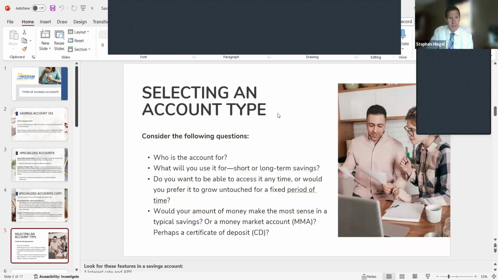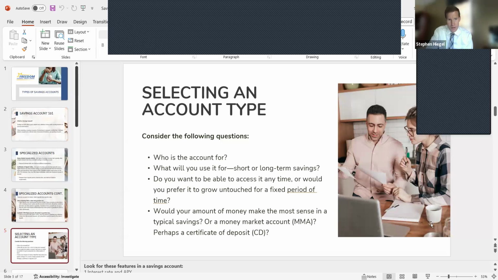How do you select an account type? Consider the following questions. Number 1, who's the account for? Number 2, what will you use it for? Short or long-term savings. 3, do you want to be able to access it at any time, or would you prefer to grow it untouched for a fixed period of time? 4, would your amount of money make the most sense in a typical savings or a money market account, perhaps a certificate of deposit, which is a CD?